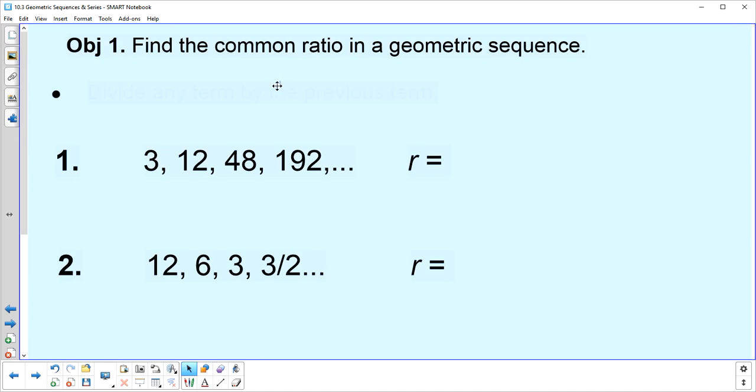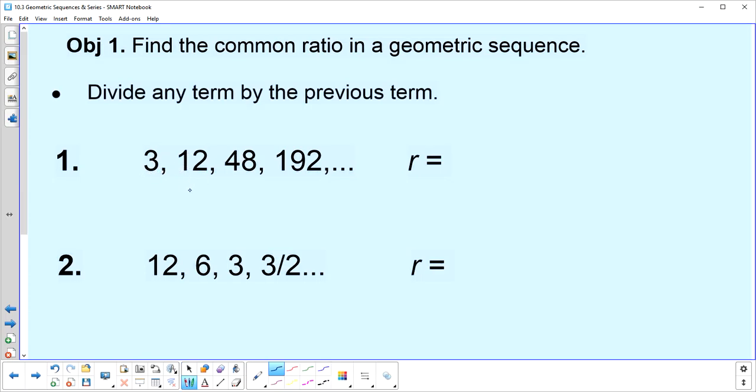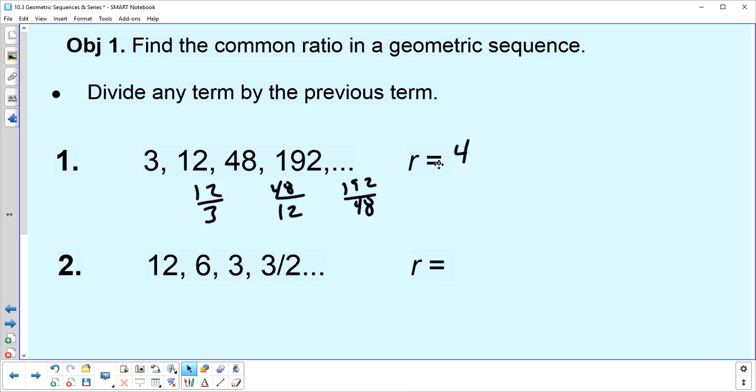So first piece, if we want to find the common ratio of a geometric sequence, we just need to divide any term by the previous term. And if it's geometric, they would all be the same. So we could say 12 over 3, or 48 over 12, or 192 over 48. All of those would give us a common ratio of 4. So arithmetic difference we subtracted, geometric sequence we divided.